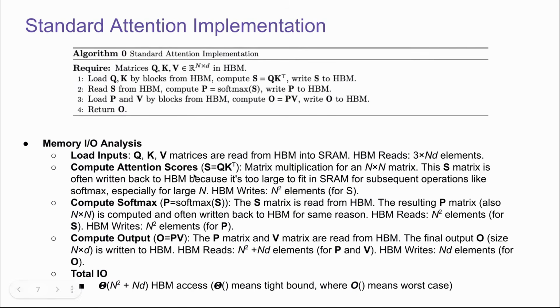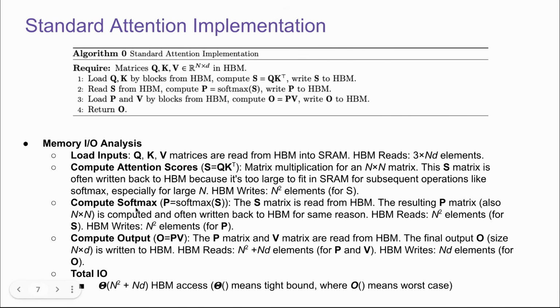For computing attention scores, S equals Q multiplied by K. This matrix multiplication produces an n by n matrix. Because it's too big, we need to write it back to HBM. It's too large to fit in SRAM for subsequent operations like softmax. This is true especially for a large n, and for today's large language models, you can consider this always true. So the HBM writes are n squared elements for writing S.